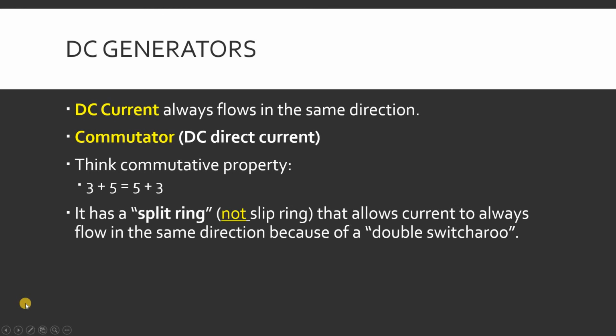So notice that it has a split ring. That's important. That split ring is called the commutator. It's not a slip ring. Slip rings are part of an AC generator. And so that allows current to always flow in the same direction because of what's called a double switcheroo.